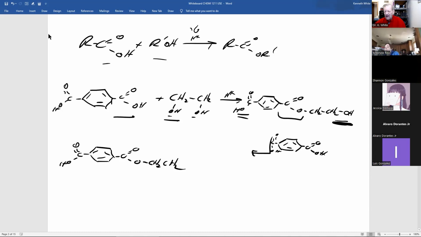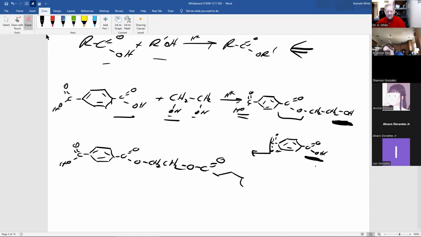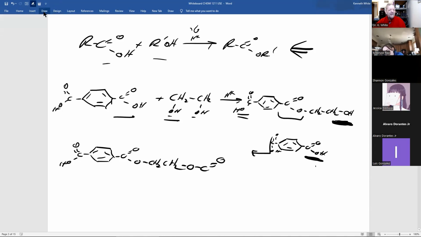And I have this alcohol reacting with this carboxylic acid, and this reaction. I'm slipping toward the floor. Hold on. That happens in a classroom too.